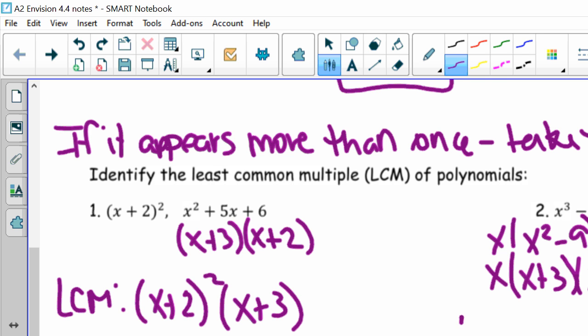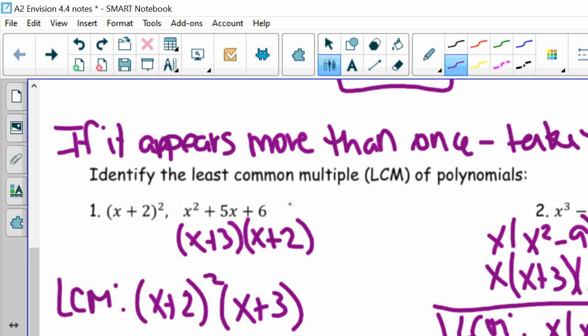So again, to find my LCM, write down everything that the first one had. X, x plus 3, x minus 3. Go to the second set, and x minus 5. I have not written down an x minus 5 yet, so I have to add that in. X plus 3, I already have that taken care of. And then the last one, an x, I already have an x, and an x minus 5 I already have. So that's my LCM.